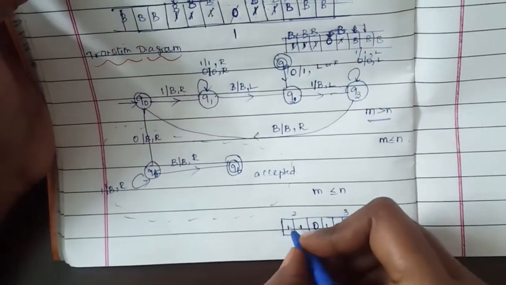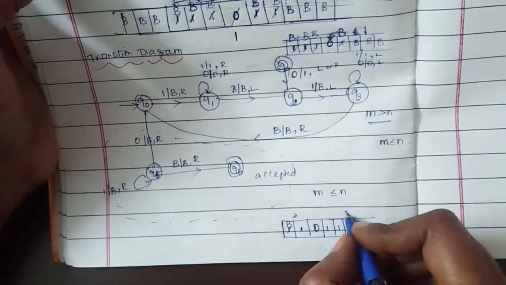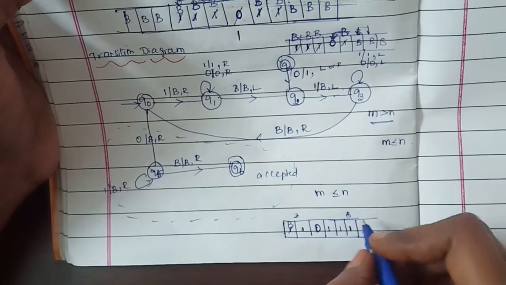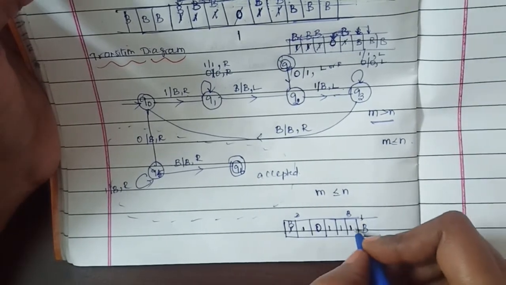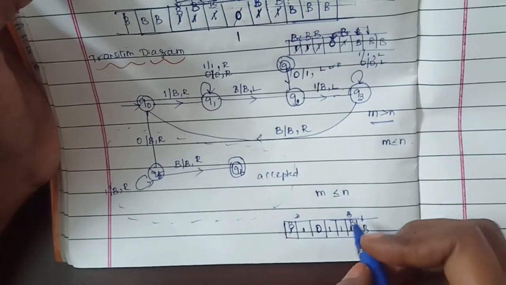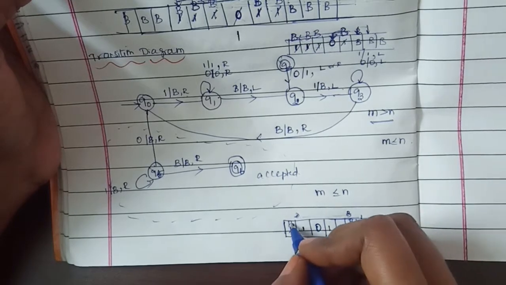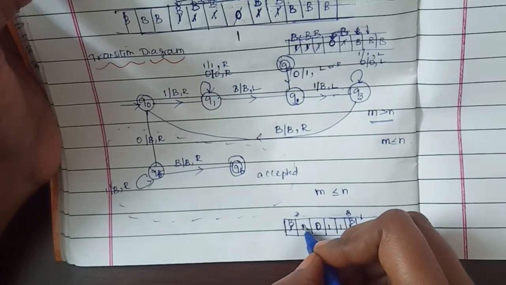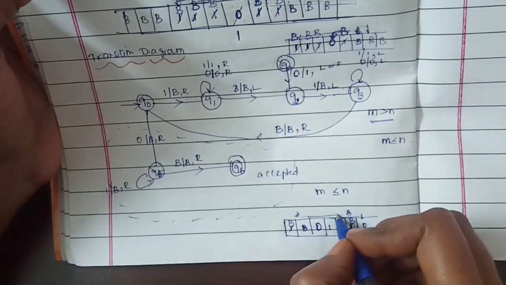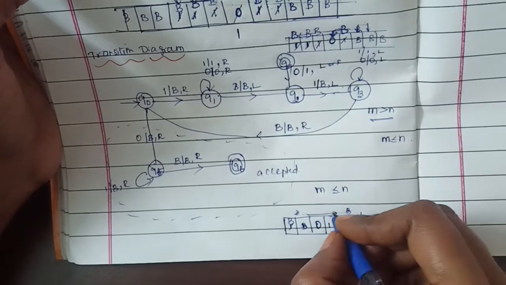So here 1 is changed to blank, and it goes in the right direction. After that, until B comes, when you see this B, you have to go left and make it B, and again it goes in the leftward direction until B comes. Once this 1 is changed to B, it again goes in the forward direction until it encounters B.